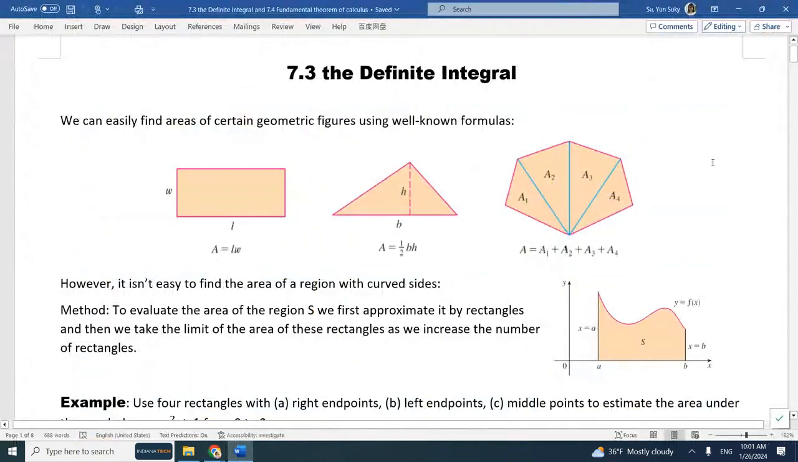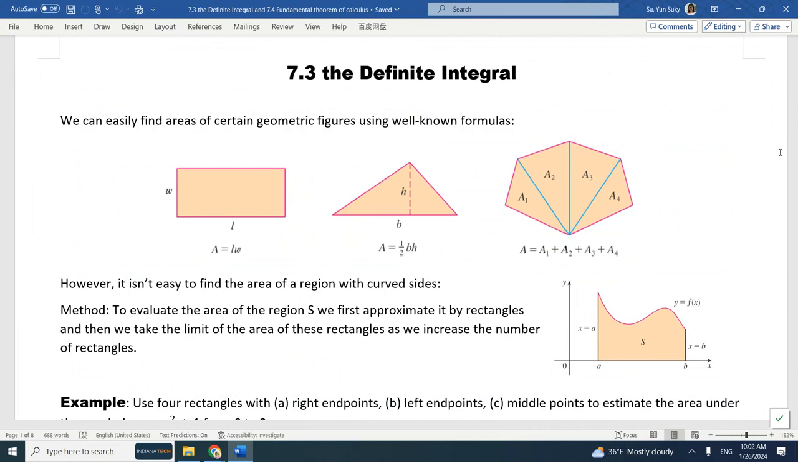Okay, so let's start 7.3, the definite integral. In sections 7.1 and 7.2, we talked about antiderivatives, and we also computed the indefinite integral. An indefinite integral has the integral sign but no bounds. So with an indefinite integral, you get a family of antiderivatives. That's why you have the plus C. And in this class, let's talk about the definite integral.